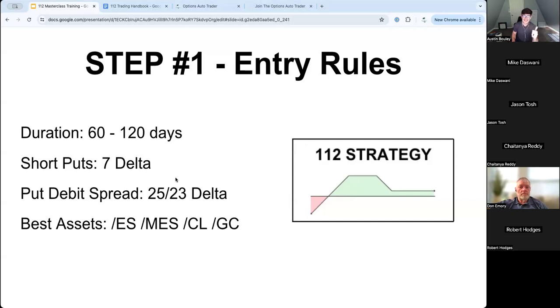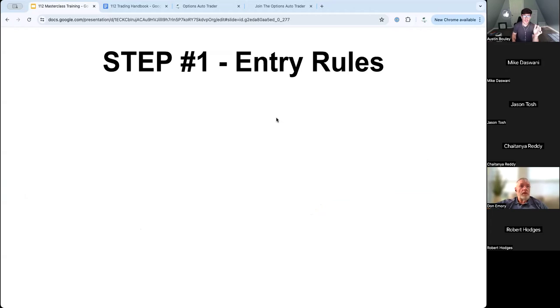Next, what are the best assets? ES, MES, CL, GC. Later on in this training, I'll break down which ones you should do at which times based on your account size, but these are some of the best options because they're liquid, and you only trade 112s on futures. All right, those are the entry rules.